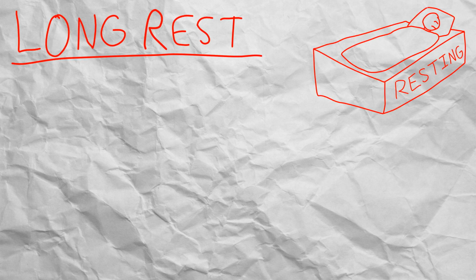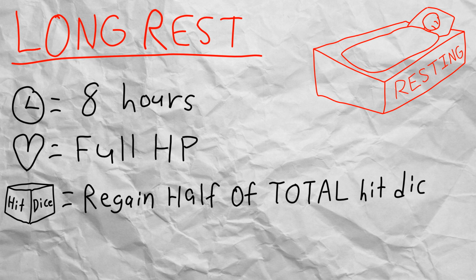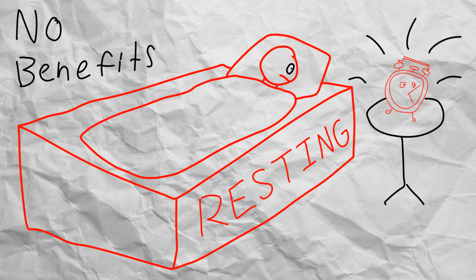Long rests take 8 hours, and you regain all of your hit points and half of your used hit dice at the end of the 8-hour period. If, however, it is interrupted, then you have to restart the 8 hours of resting to gain any benefits.